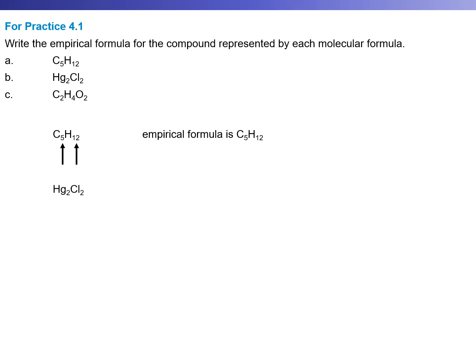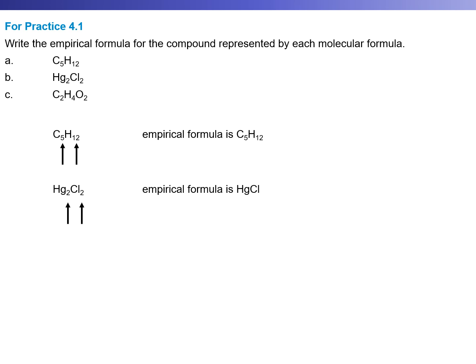So here we've got mercury chloride. And again, we're concerned with what's in the subscript here. And in this case, we have two 2's. So both of these can be divided by 2, which reduces each one to 1. So the empirical formula for mercury chloride is going to simply be 1 mercury and 1 chloride.